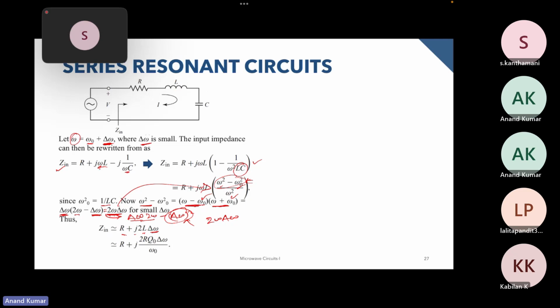Okay, so maybe I'll just write it over here. So r plus j omega l, 2 omega delta omega divided by omega square. So we'll just cancel these omegas, and we have r plus j 2l delta omega. And now this particular thing can also be written as 2r plus q naught delta omega by omega.